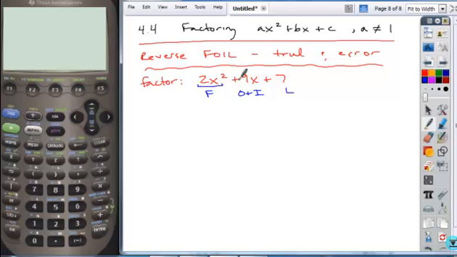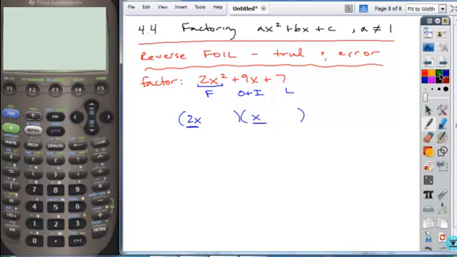So the first term of your final answer has to be the product of the first terms of the binomial factors. So if we look at our two binomial factors, the first two terms here and here have to have a product of 2x squared. Okay? For this particular case, what's the only two numbers that you can multiply together to equal 2x squared? 2x and x, that's it, right? Assuming each of the binomial factors has to have an x in it. Okay, so by doing that, you know that these have to be your first terms of your factors.